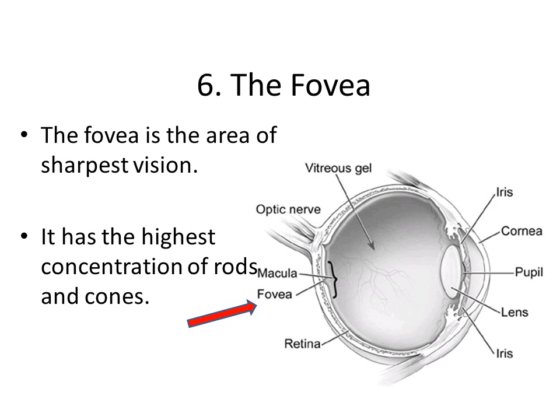Okay, number 6 on your diagram is the fovea. The fovea is the area on the retina that has the sharpest vision. It has the highest concentrations of rods and cones. It is all the way in the back, pretty much by your optic nerve. You can see it's at the back of the eye.